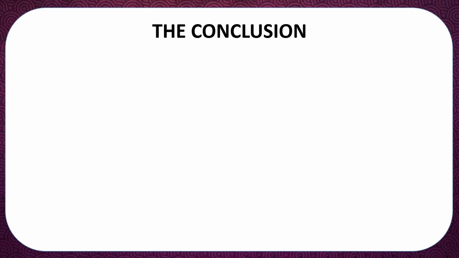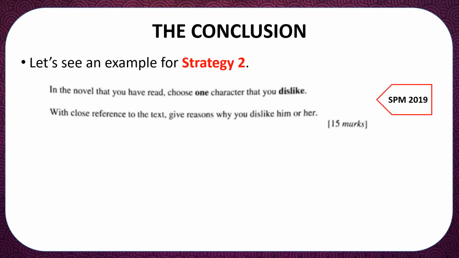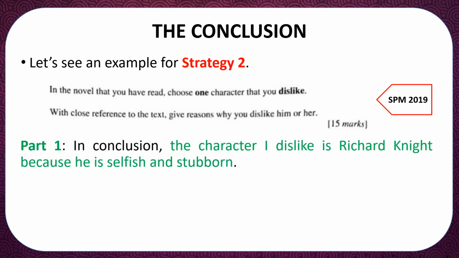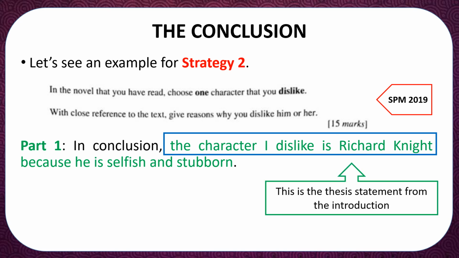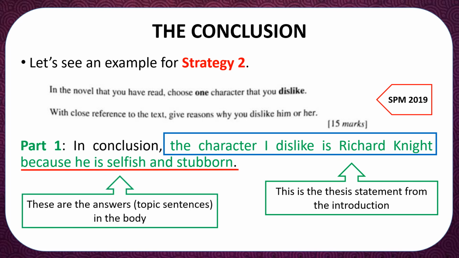Now let's look at another example for strategy 2. Remember we use SPM 2019 question. So let's look at part 1. In conclusion, the character I dislike is Richard Knight because he is selfish and stubborn. So you see, here the character I dislike is Richard Knight is the thesis statement from the introduction. And then you also add the answers. Okay, the topic sentences in the body.